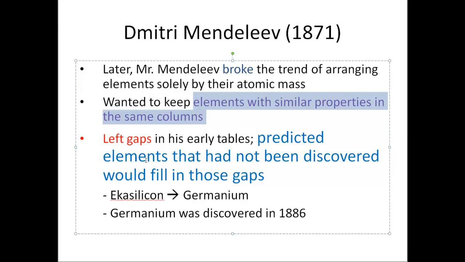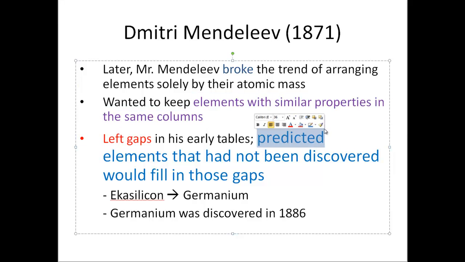All right. So these gaps that he left were predictions. Mr. Mendeleev predicted elements that had not yet been discovered, and he was generally correct. All right. So, for example, eka-silicon is what Mr. Mendeleev called germanium, which is the name of it today. And it wasn't discovered until 15 years after Mendeleev created this periodic table, and other elements soon filled in.